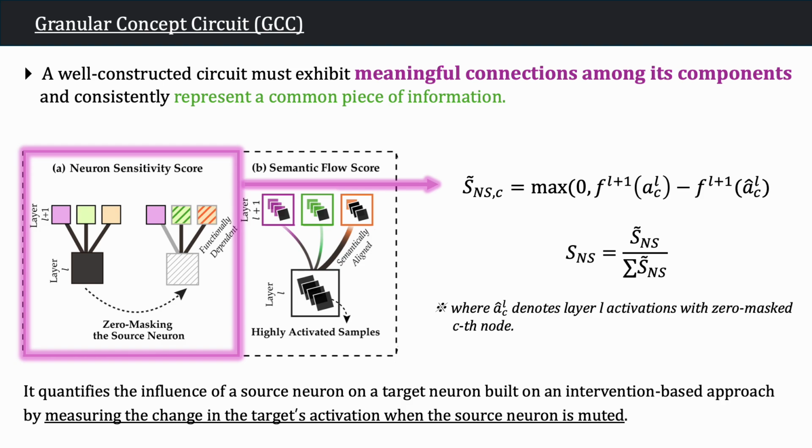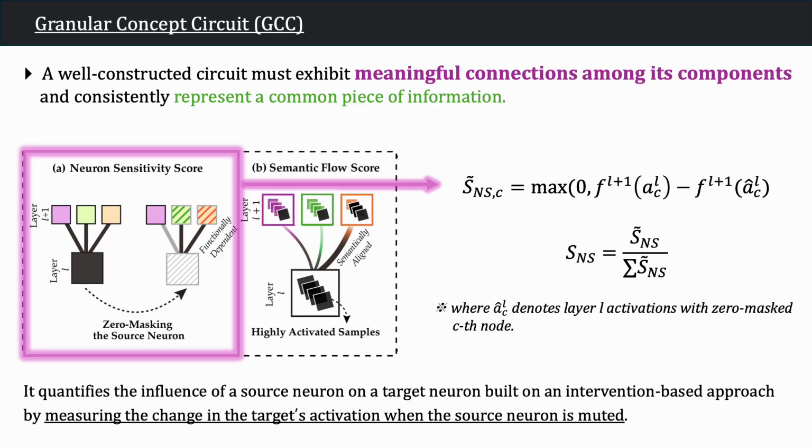To begin with, a well-formed visual concept circuit must exhibit meaningful connections among its components and consistently represent a common piece of information. Based on these two criteria, we introduced two corresponding score metrics to evaluate each circuit. To measure the first property, which is meaningful connections among its components, we use the neuron sensitivity score. This score captures how strongly a neuron in layer L functionally depends on a neuron in the next layer L+1.